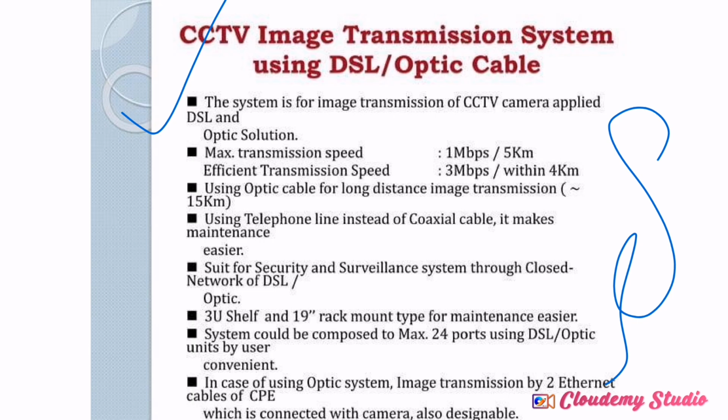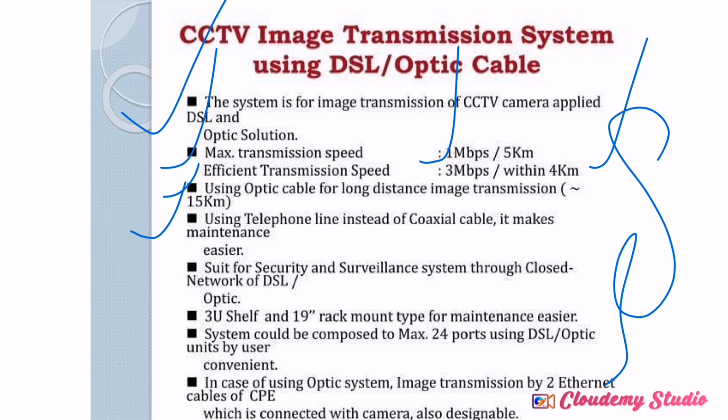I want to make you understand in a quick way. So for instance, we have a max transmitted speed here. Max transmission speed, sorry, is about 1 Mbps or 5 kilometers. Then efficient transmission speed is about 3 Mbps, here 3 Mbps or within 4 kilometers. Okay, so using optic cable for long distance image transmission is 15 kilometers. Okay, that is using optic cable. Then using telephone line instead of coaxial cable makes maintenance easier.